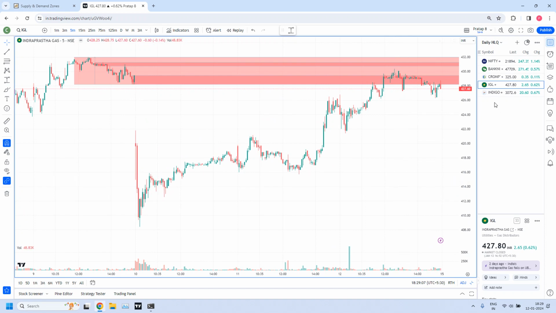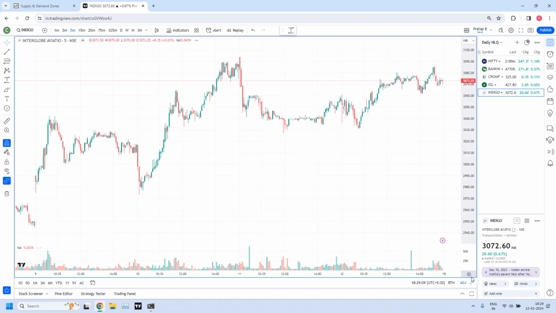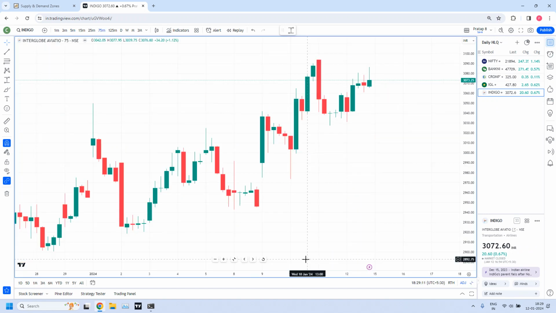And the last one is Indigo. Indigo is a 75-minute supply zone.